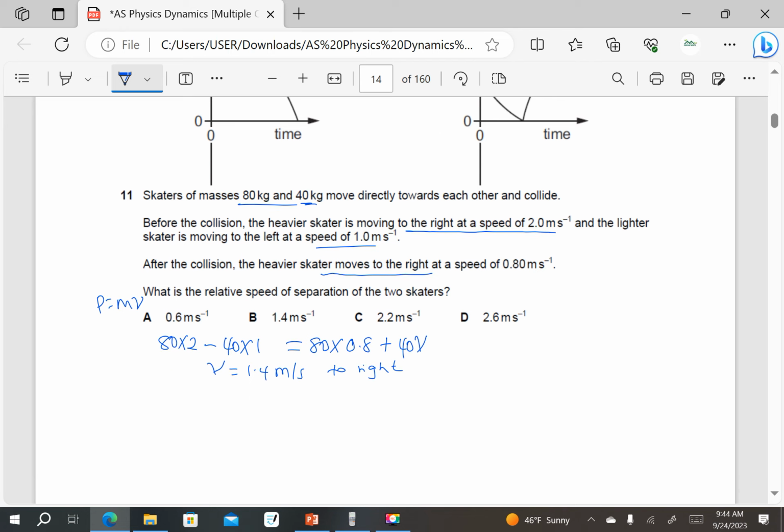Okay, having got that, then we can find relative speed of separation. So relative speed of separation is going to be, 0.8 is to the right, 1.4 is to the right, so I'll just say 1.4 minus 0.8, and I think this is 0.6 meters per second. So the answer is going to be A. The answer is A.